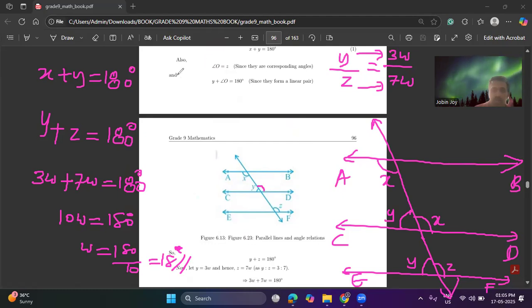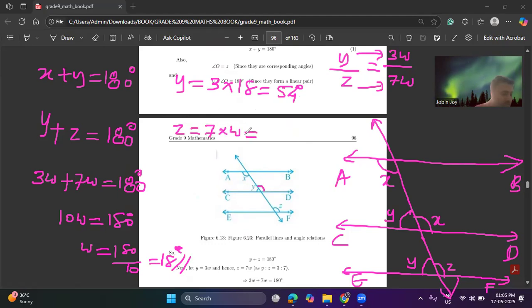W is equal to 18, so what is the value of Y? 3 into 18 is equal to 54 degrees, right? Then what is Z? Z is equal to 7 into W, 7 into 18, 126 degrees. So this is 126 degrees, this also 126 degrees, here also 126 degrees, right? And Y means this angle, this angle is 54 degrees.